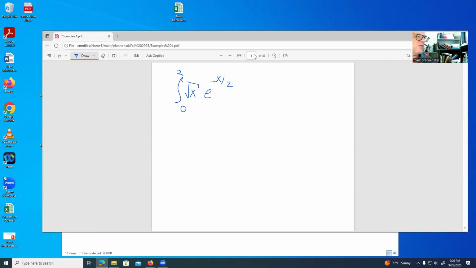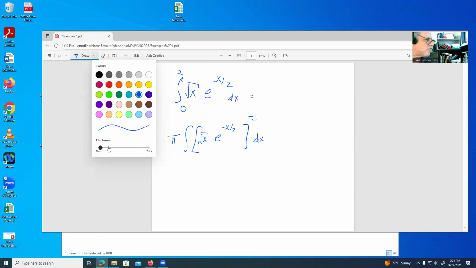So the first thing we have to do is apply our volume of revolution formula. We're going to say this is pi integral of the square root of x times e to the negative x over 2. I'm going to put this in parentheses and square it, dx. All right, we can go ahead and start that. We'll make this a little bit thicker so we can see better.